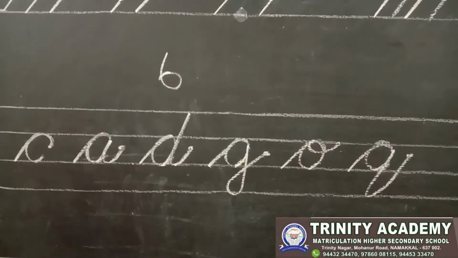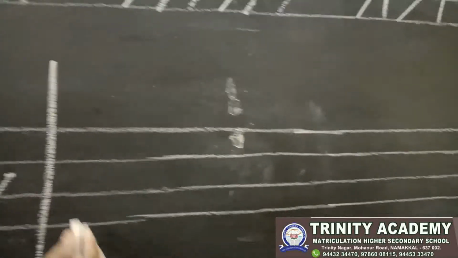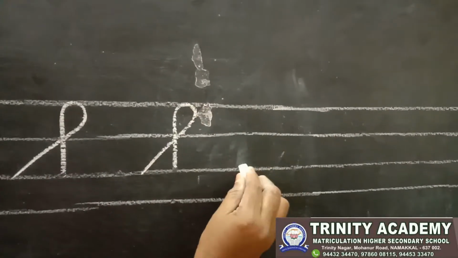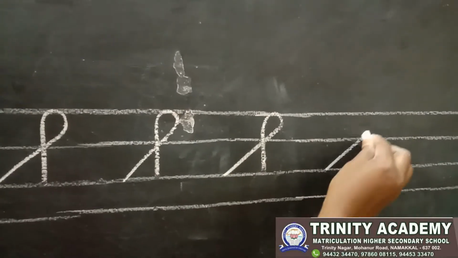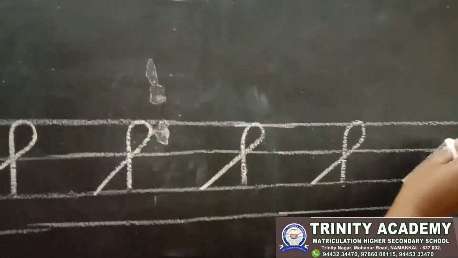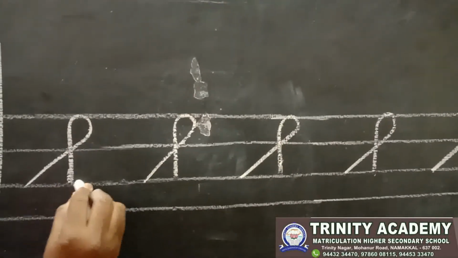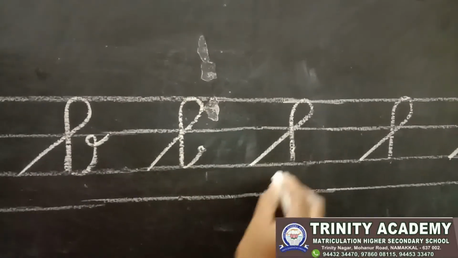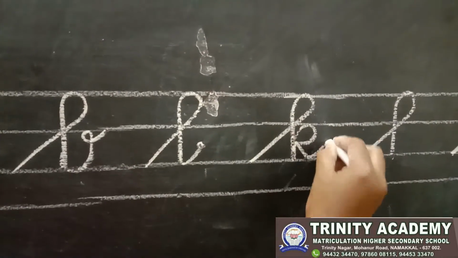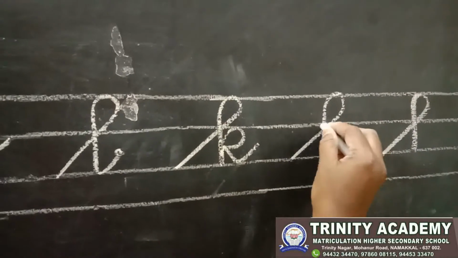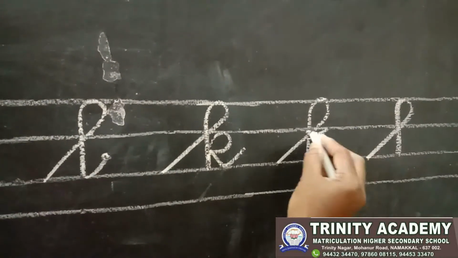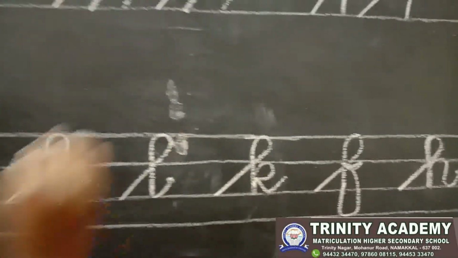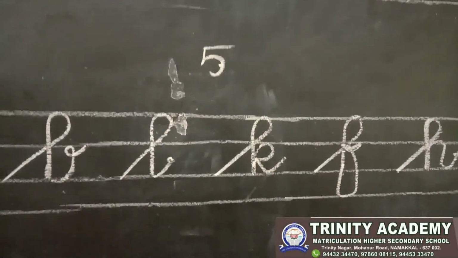Next, there are upper loop letters. There are five upper loop letters. It starts from third line and it goes to first line and ends again in third line. B, it ends in second line. L, K, it ends in third line. Next, F, it touches fourth line and ends in second line. Next, H. There are five upper loop letters.